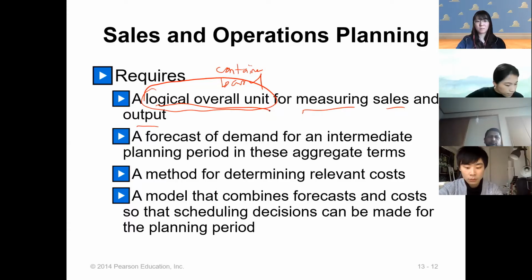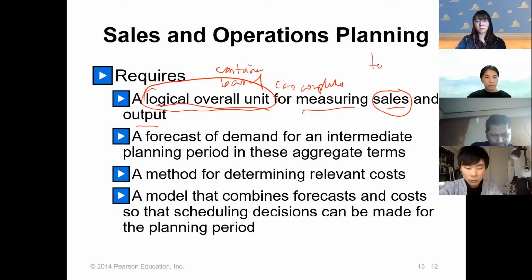For example, in car manufacturing, the overall unit is the number of vehicles, number of cars. Okay, completed vehicles. We don't count the half-ready cars, the painted cars. We don't, because that would make it difficult to measure sales. Or even tons, tons of material. Okay, so that's most important: a logical overall unit for measuring sales and output.